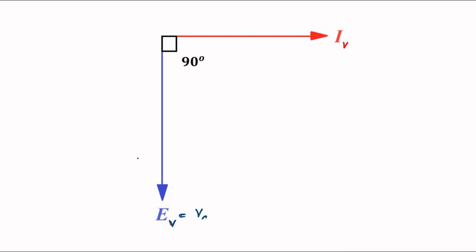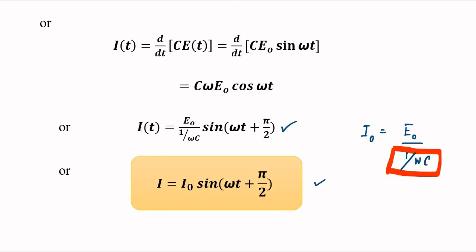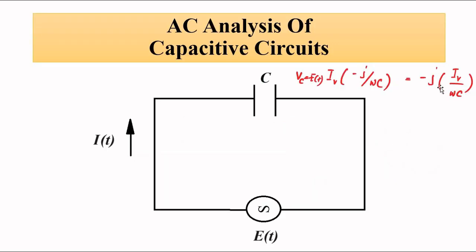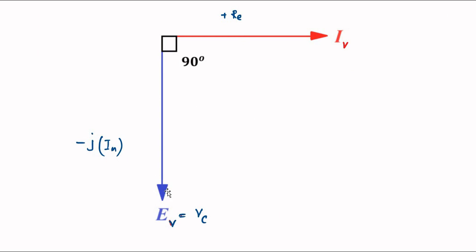This is the negative imaginary axis. This is the real axis. This is the negative imaginary axis. This is the positive real axis. So the voltage drop across the capacitor is expressed as -j times Iv/(omega C). Minus j means the negative imaginary axis, and the current is the reference phasor on the positive real axis.